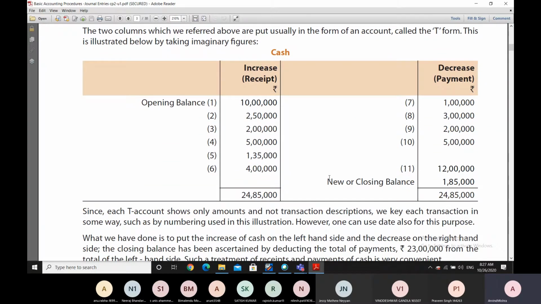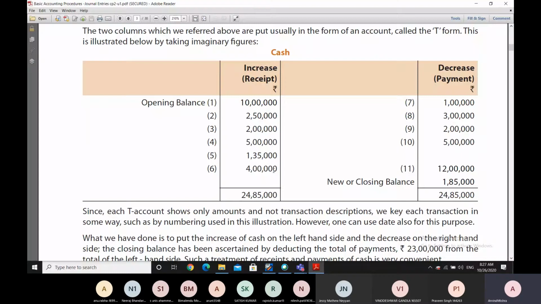Now, here this account is showing only the amount, and it is not showing the description of the transactions. Why is it not doing that? Because it is written in a concise way.